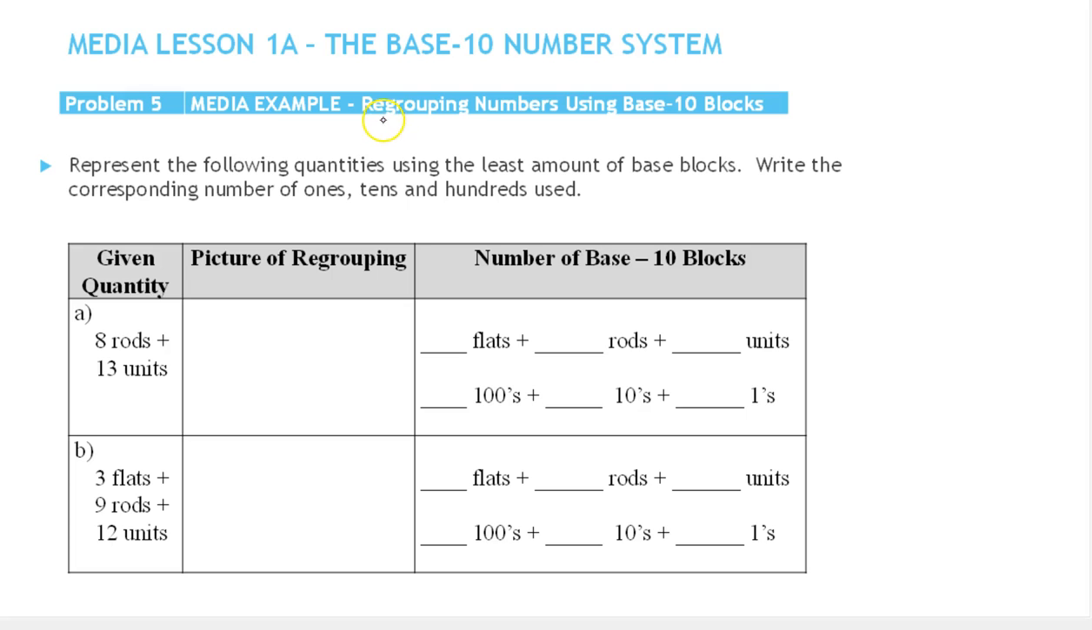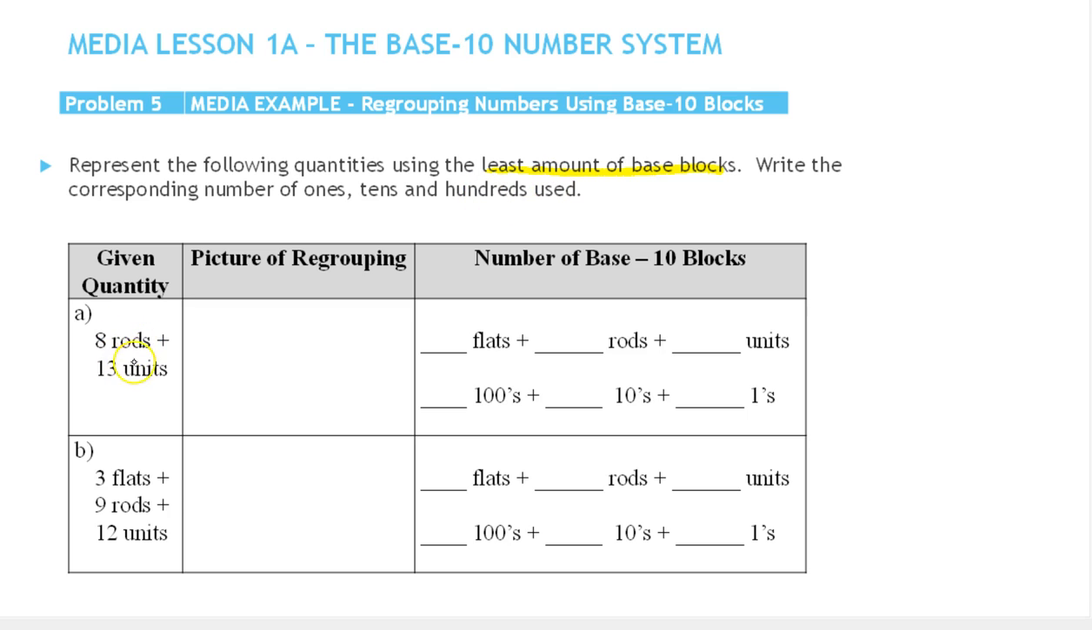In this example, we're going to learn to regroup numbers using base 10 blocks. Let's read the directions. Represent the following quantities using the least amount of base 10 blocks. So I'm going to highlight that because that's important. Write the corresponding number of ones, tens, and hundreds used.